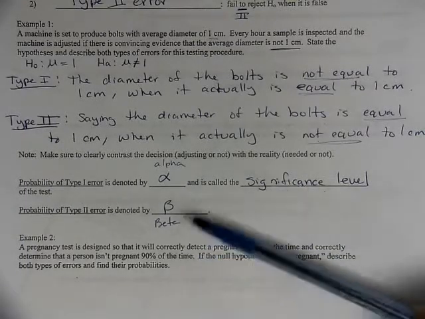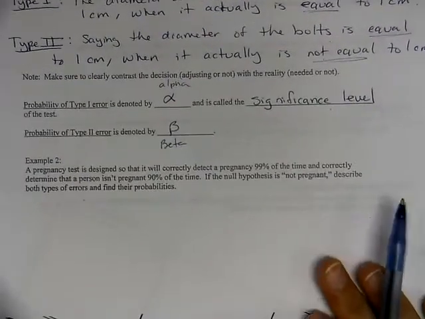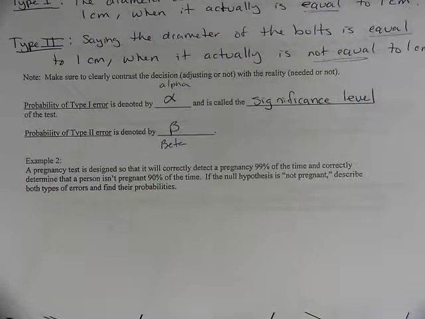And we'll talk more about these in a second. So another example that we'll use a lot in terms of error is pregnancy. A pregnancy test is designed so it will correctly detect pregnancy 99% of the time and correctly determine that a person isn't pregnant 90% of the time. If the null hypothesis is not pregnant, describe both errors and find their probabilities.